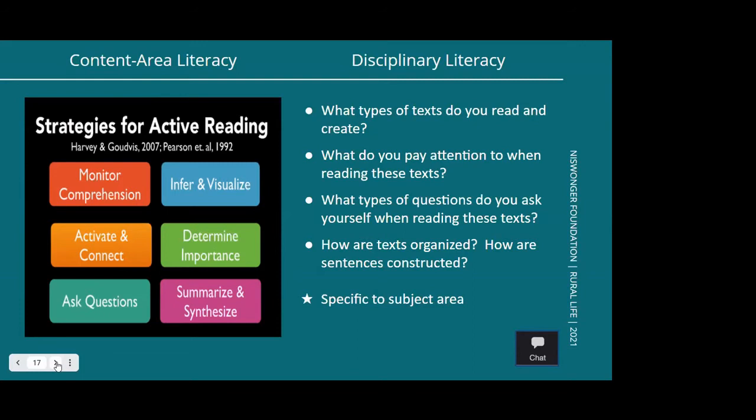So with content area literacy, we see some strategies for active reading on the left. You guys can read through that, but really this is about the ability to use reading and writing for the acquisition of new content in a given discipline. So this content area literacy emphasizes a general set of strategies that can be used across the disciplines to promote comprehension. For instance, you might see a Frayer model used for vocabulary acquisition in science, social studies, math, literally any content area. You could see that particular tool being used.